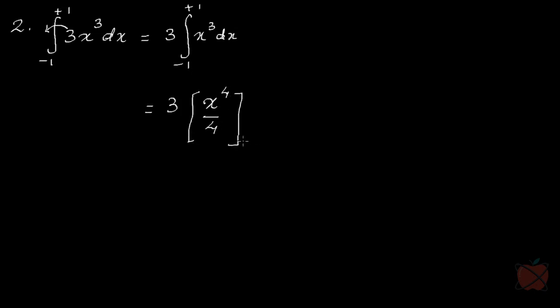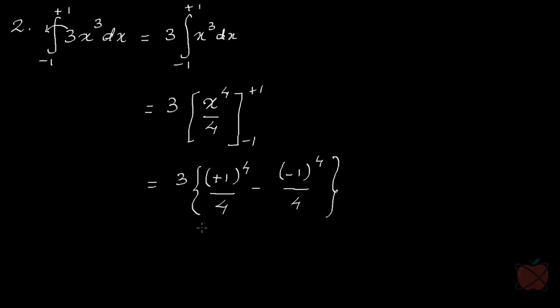Okay, and the limit will go from behind the square bracket. So you have 3, and then what do we do now? We put the upper limit first instead of x. So you have plus 1 to the power 4 divided by 4 minus minus 1 to the power 4 divided by 4. We have to put a bracket out here. Anything 1 to the power 4 is 1 only. So this will be 1 by 4, minus an even power of minus 1, so that'll be plus 1 by 4. So this 1 by 4 minus 1 by 4, you get it to be 0. Okay, so that's the second example.